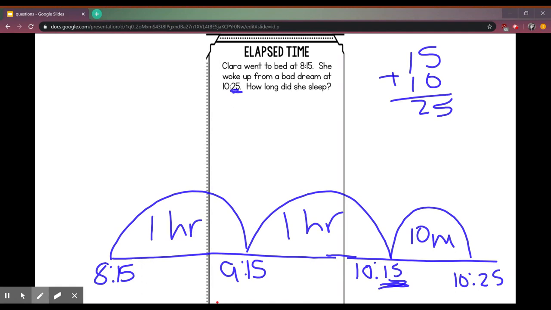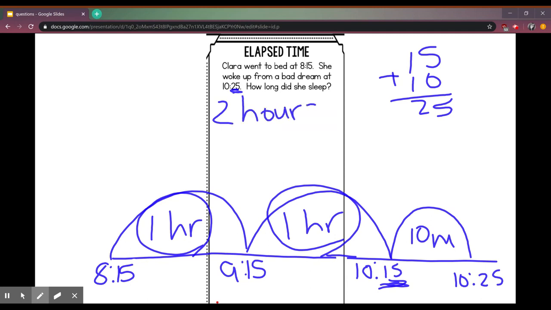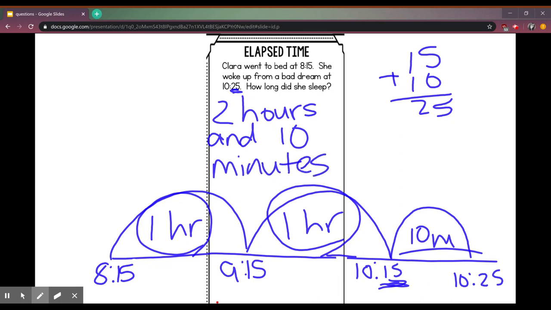So to figure out how much time Clara was asleep for, now we're just going to add everything up. We had 1 hour jump, 2 hour jump, so we have 2 hours, and then our minutes, we have 10 minutes. 2 hours and 10 minutes. Alright.